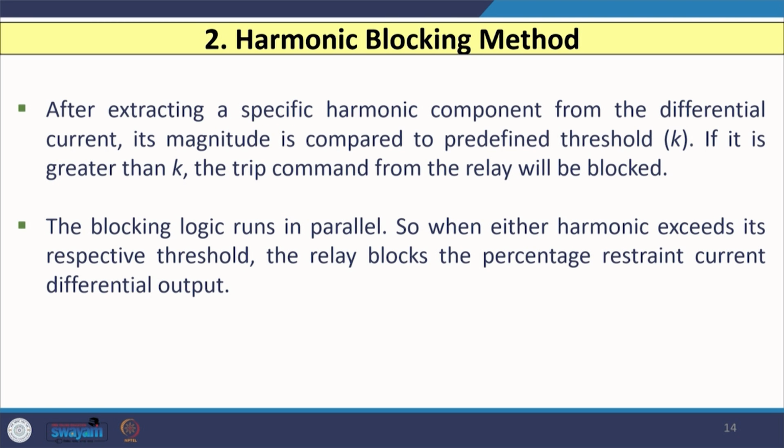Now, let us see the second method, that is known as the harmonic blocking method. After extracting a specific harmonic component from the differential current, the magnitude is compared with some predetermined threshold, let us say k, and if this magnitude is greater than the threshold, then the trip command from the relay should be blocked. This is the main logic of the harmonic blocking method. Normally, blocking logic runs in parallel in the digital or numerical relay. So, when either harmonic exceeds the respective threshold, the relay blocks the entire operation of the relay.